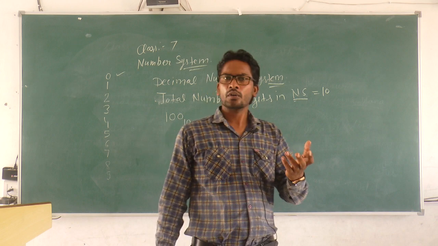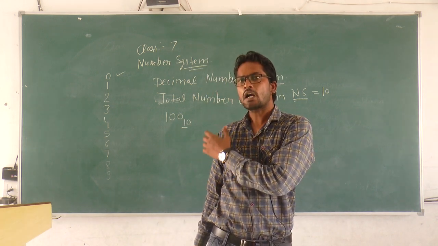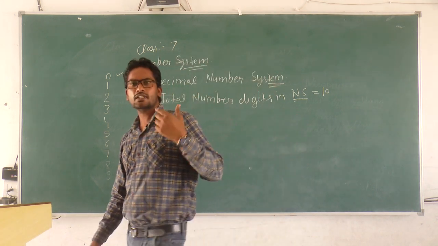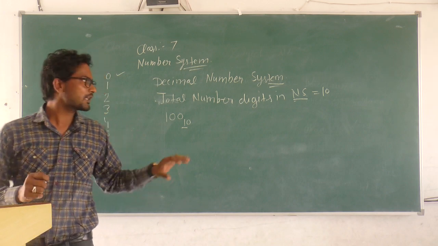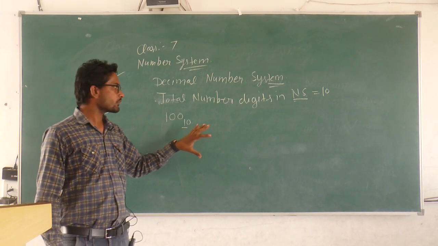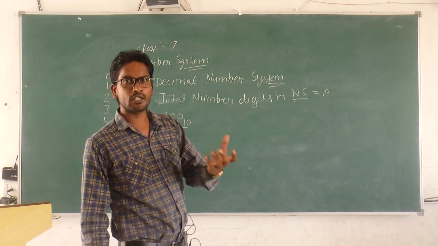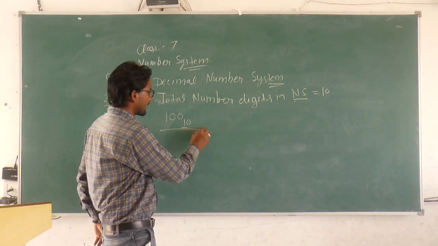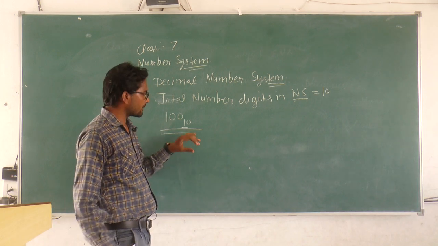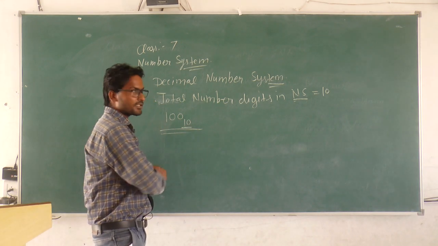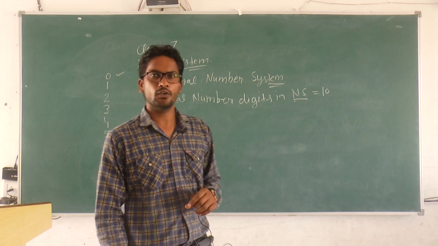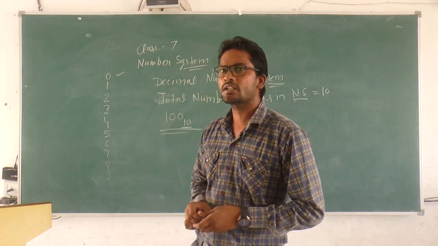If anybody asks you how many digits are there in the decimal number system, then 10. What is the base of the decimal number system? That is 10. An example of the decimal number system you can write like this: any number, but the base should be 10. This is your decimal number system.